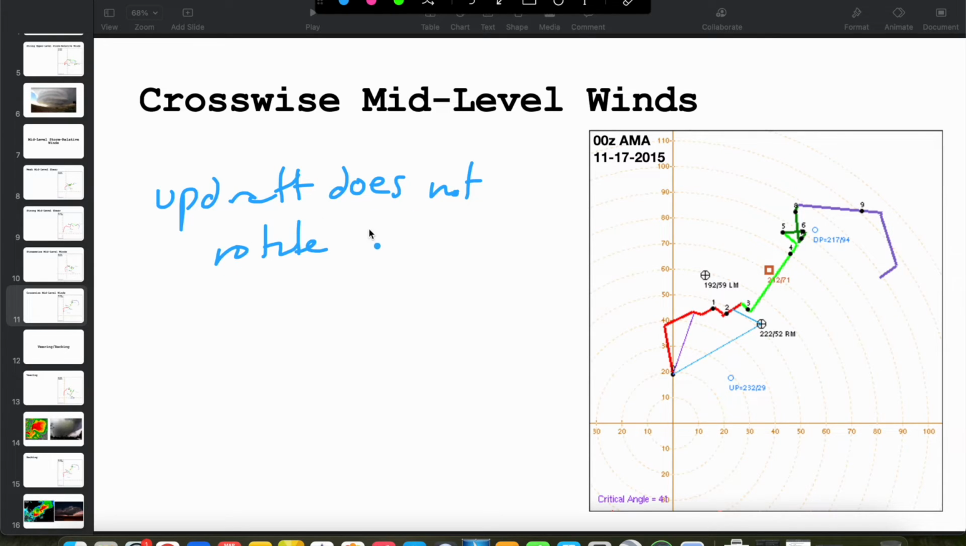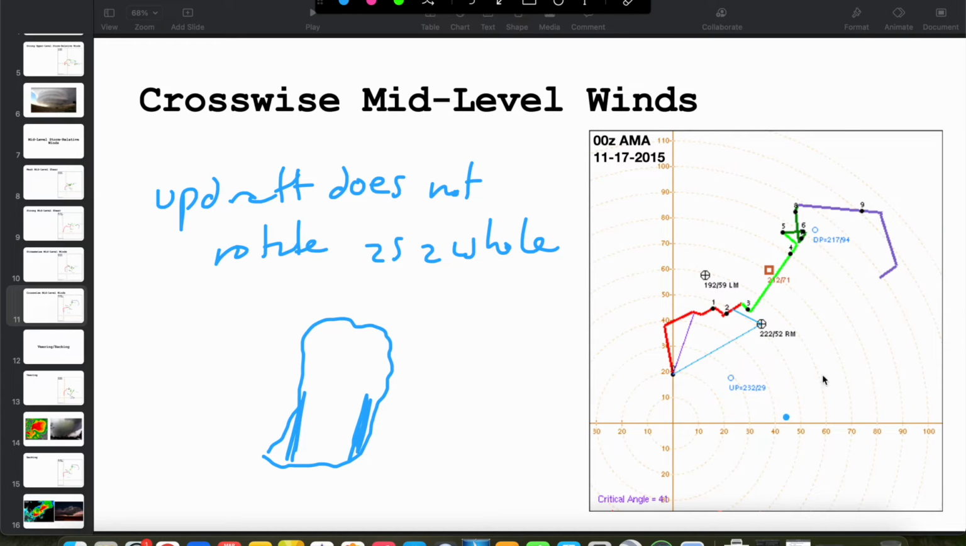So instead, you get rotation on the flanks of the updraft. So if we have our updraft here, the whole updraft will not rotate as in the streamwise mid-level wind case, but you'll get rotation on the flanks of the updrafts. Often you'll get anticyclonic rotation on the left flank and cyclonic rotation on the right flank. And you can still get strong, significant tornadoes out of these.